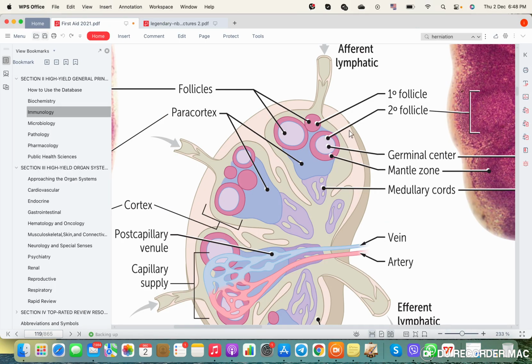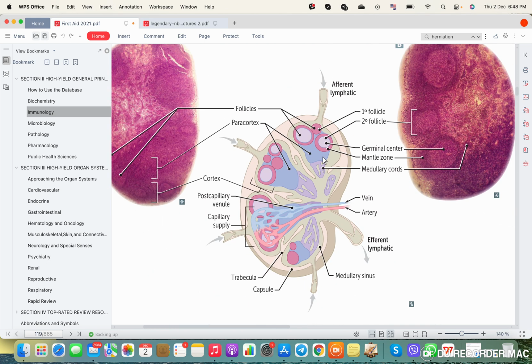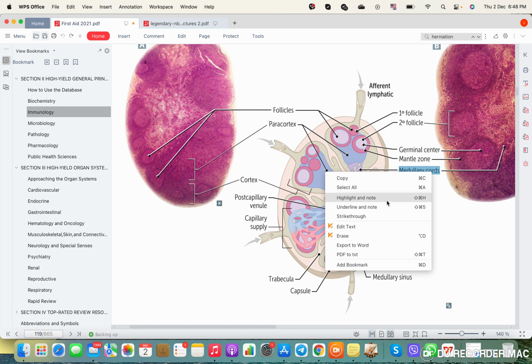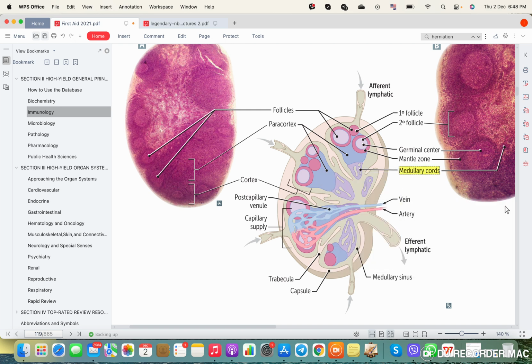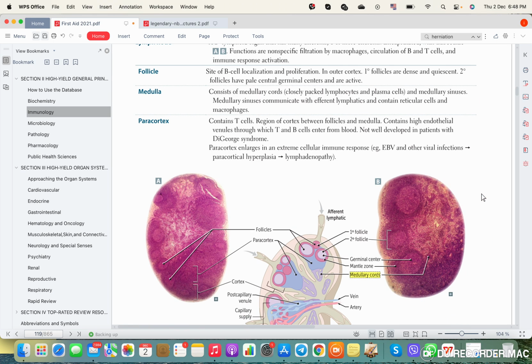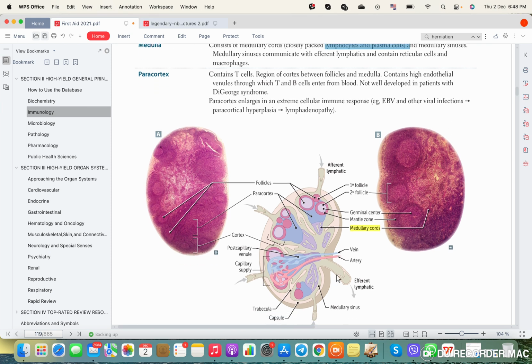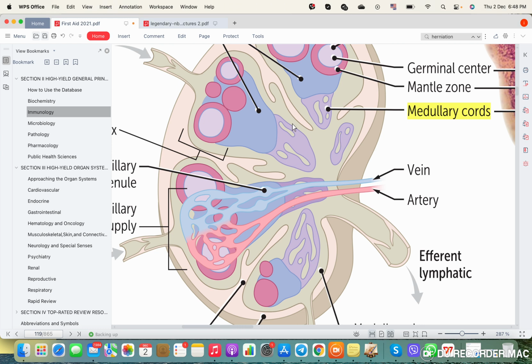So anyway, the germinal center in the middle here is pale whitish, which makes it much more active. Now in the medulla of this portion, we have the medullary cords. These medullary cords are actually super important. We spoke about how the plasma cells are made and stored here. They say it consists of medullary cords, closely packed lymphocytes and plasma cells, and medullary sinus. This medullary sinus is basically the exit house. After the plasma cells are made here, they can exit into the sinus and go out.